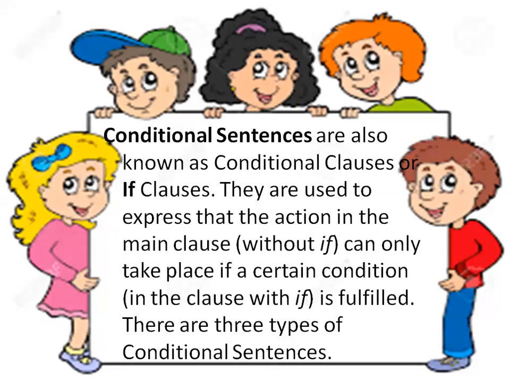Okay, we have two kinds of clauses in the conditional sentence. One is called if clause and the second one is called main clause. Main clause is without if. They are used to express that the action in the main clause, which is without if, can only take place if a certain condition in the clause with if is fulfilled.